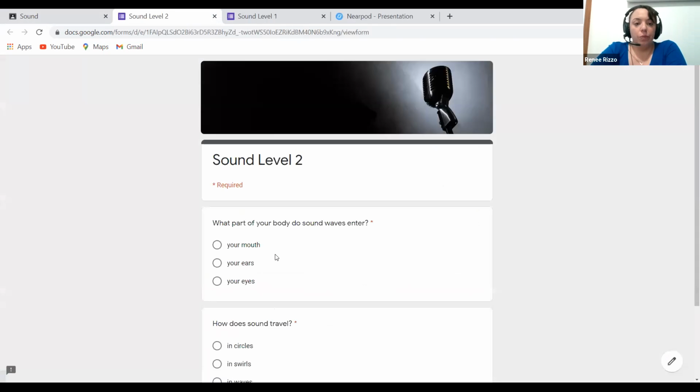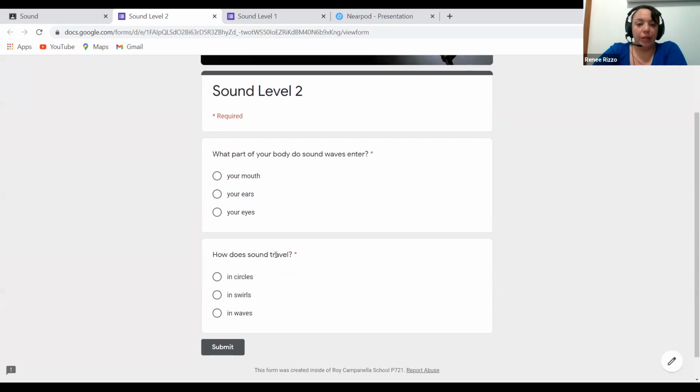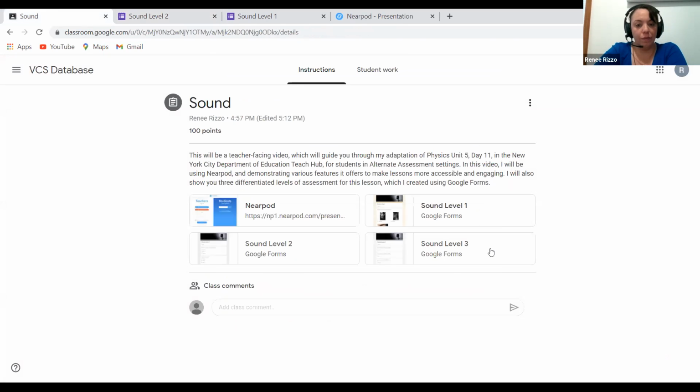For level 2, I included multiple choice options without picture supports to increase the difficulty a little bit. What part of your body do sound waves enter? Your mouth, your ears, or your eyes? And how does sound travel? In circles, in swirls, or in waves?